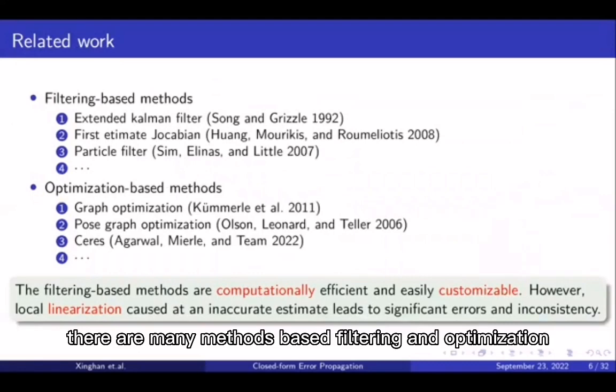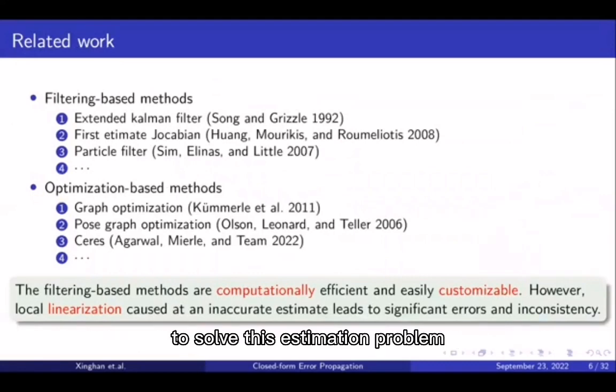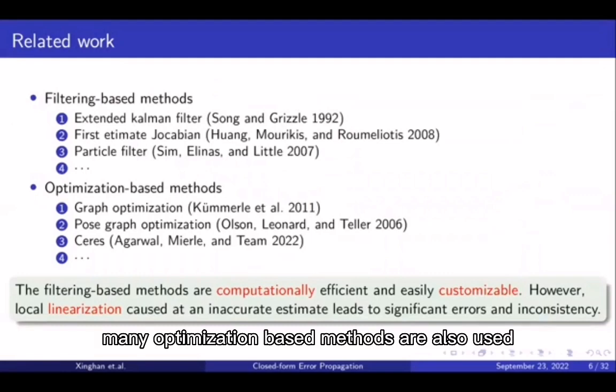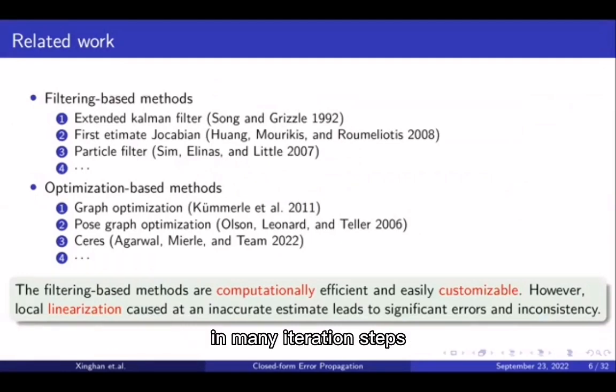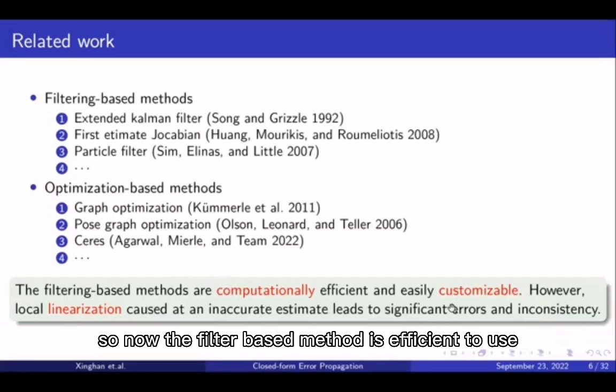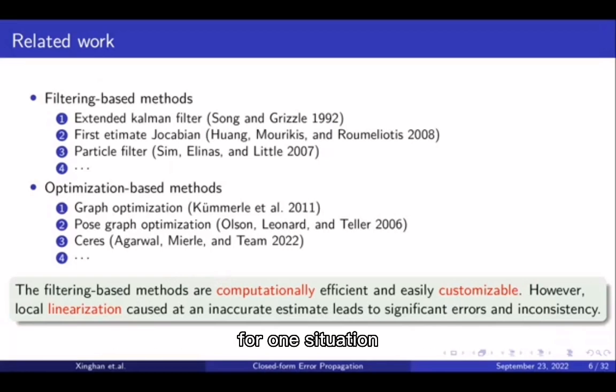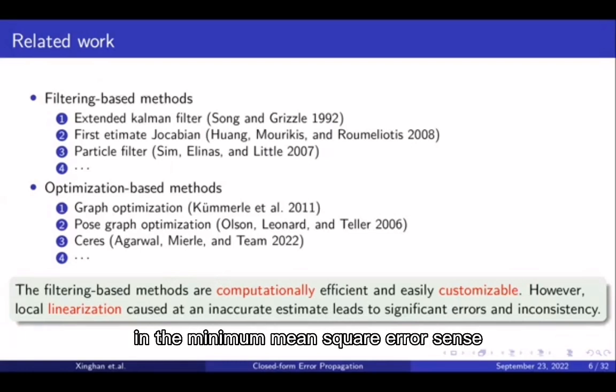There are many filtering-based and optimization-based methods to solve this estimation problem. Optimization-based methods are used with many iteration steps, so they are not computationally efficient. The filter-based method is efficient since it needs only one iteration. As we all know, with the covariances being known, the Kalman filter is the best possible linear estimator in the minimum mean square error sense.